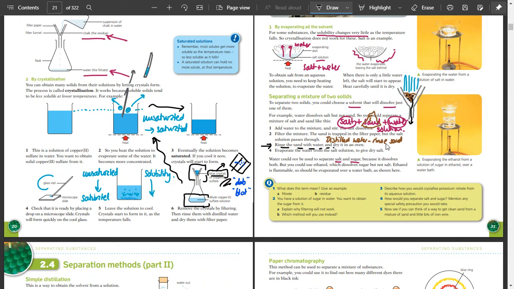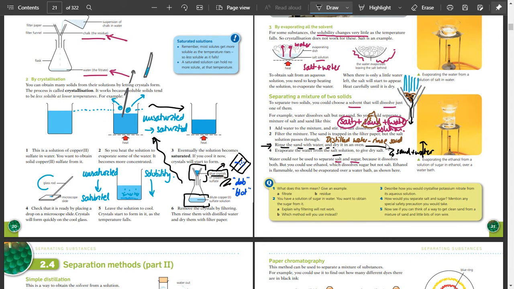And then you can dry it in the oven. Why would you find a warm place to dry it? Because you've got sand and you've got water. So if you have a warm place, you in effect drive off the water, and you have your sand. It's just sand.